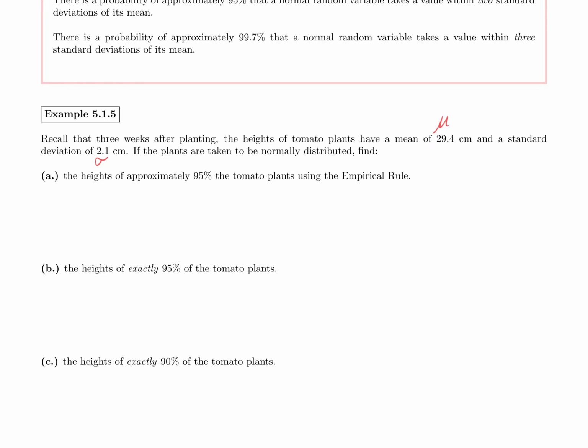If the plants are taken to be normally distributed, find the heights of approximately 95% of the plants using the empirical rule. Well, 95% is the mean plus or minus 2 standard deviations, which tells us we have the mean minus 2 standard deviations to the mean plus 2 standard deviations. Or we get 29.4 minus 2 times 2.1 to 29.4 plus 2 times 2.1.